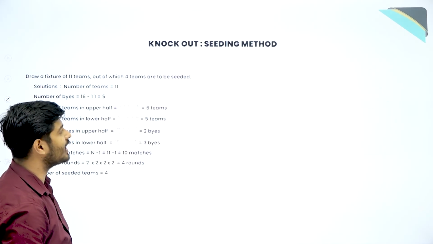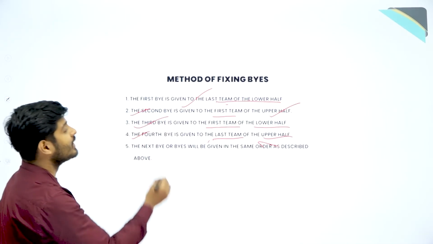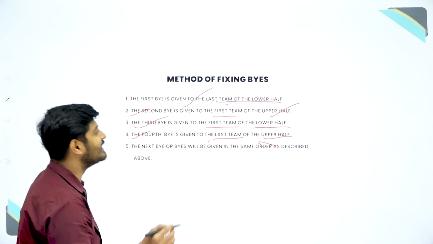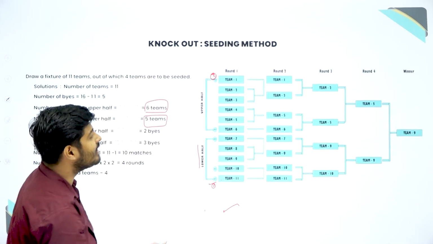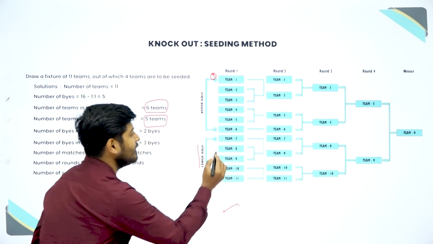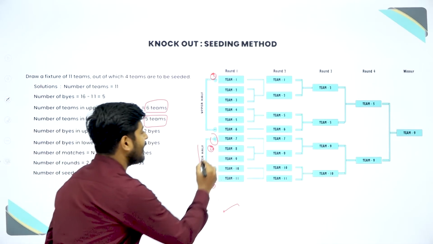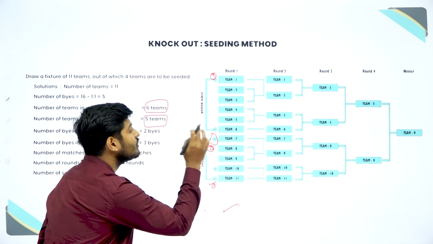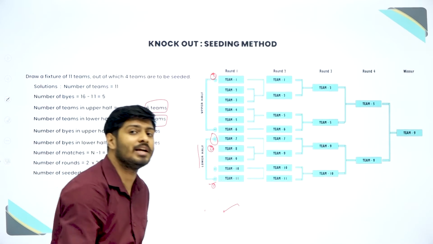Now getting back to the third rule that we have, the third bye is given to the first team of the lower half. You can see over here, this is the third bye. Okay, the third bye is given here. This is the third bye that we have. So the third bye is given to the first team in the lower half. Keep that in mind.